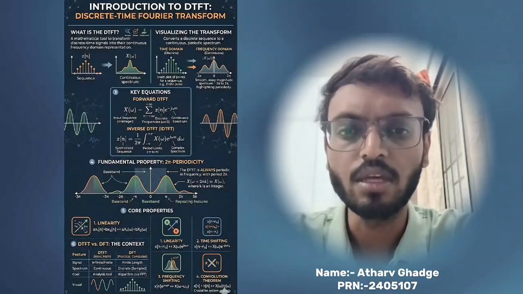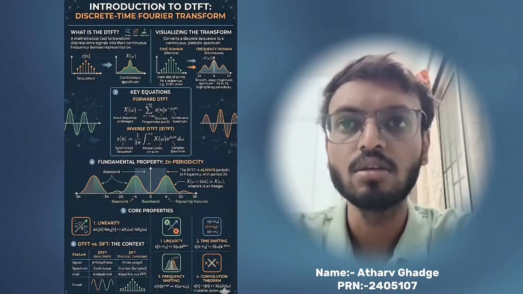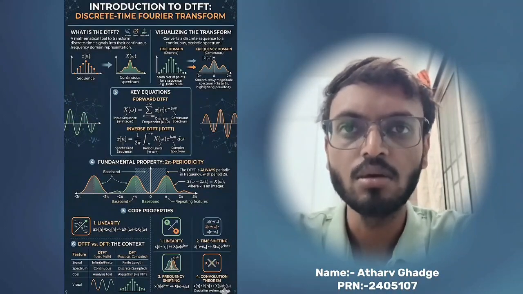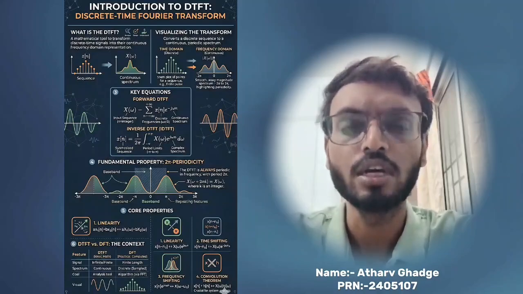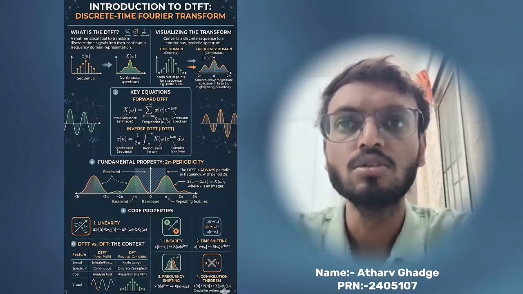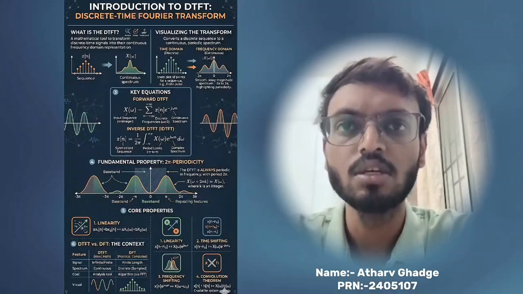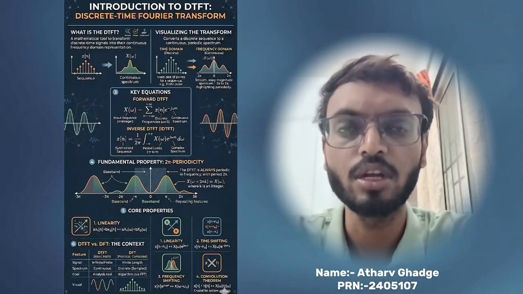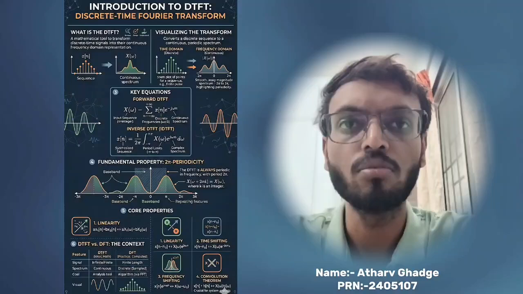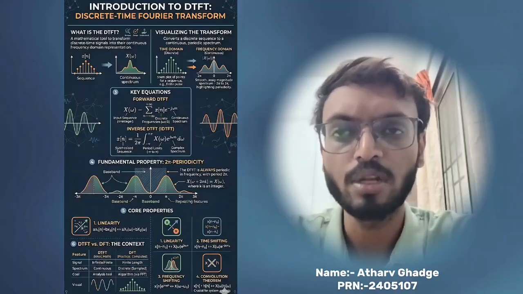For the inverse DTFT, that is IDTFT, the key equation is x of n is equal to 1 upon 2 pi times the integration from minus pi to plus pi of X of omega e raised to j omega n d omega. So x of n is the synthesized sequence, omega is over the period limits minus pi to pi, and X of omega is the complex spectrum.